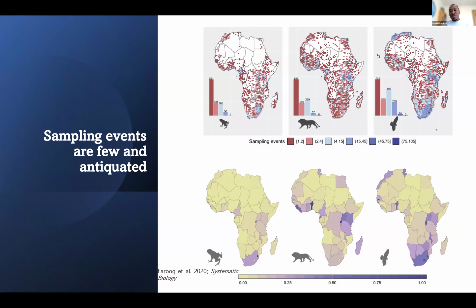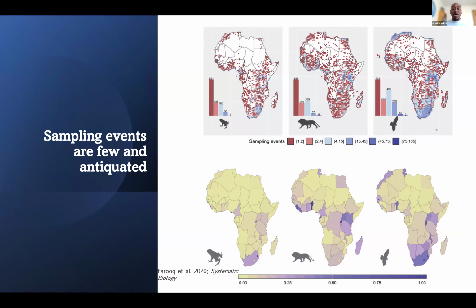And again, this slide also shows the same thing, where a lot of sampling events are in Africa and perhaps other parts of the world, tropical regions of the world, are antiquated. On this graph, you see that all those red dots are areas where the sampling event was only done one time, on very few occasions, and areas in blue are the places where there have been repeated sampling, and so we have more information about them.